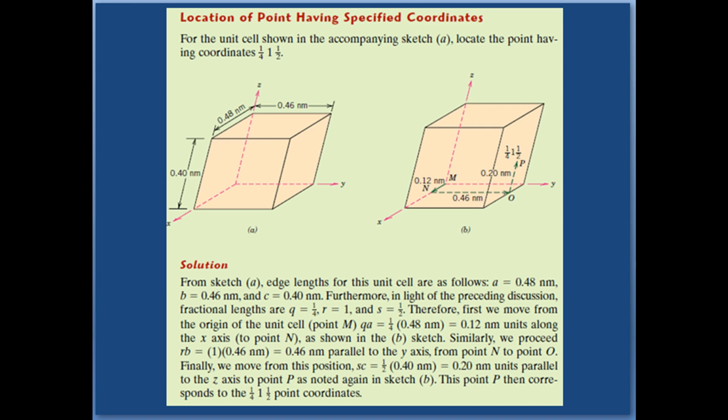Now, the coordinates of point P are given to us. These coordinates are q, r, s. The value of q is equal to 1/4, the value of r is equal to 1 and the value of s is equal to 1/2. By utilizing these values a, b, c and q, r, s, meaning the edge lengths of the unit cell and the coordinates of point P, we are going to find the position of point P in the unit cell.